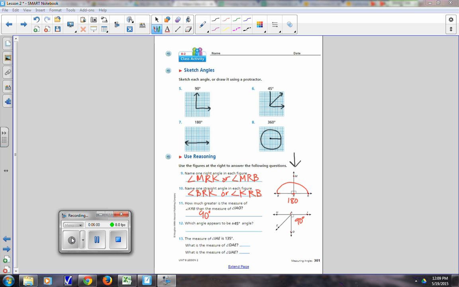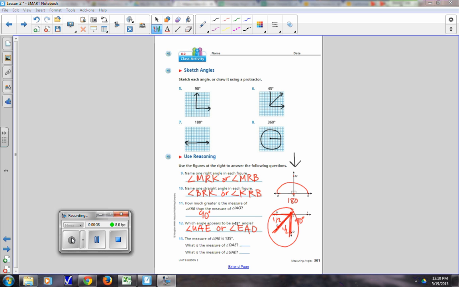Which angle appears to be a 45-degree angle? So that's half of a 90-degree angle. So look in this right here. You're looking at angle UAE, or angle EAO. Either one of those is 45 degrees because it's split. Here's my 90. This is half, and this is half.